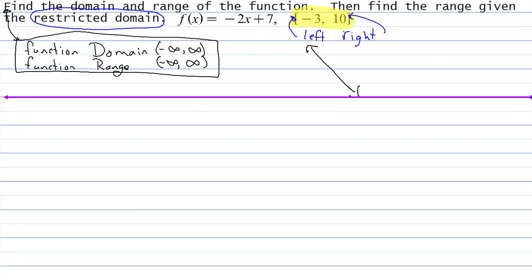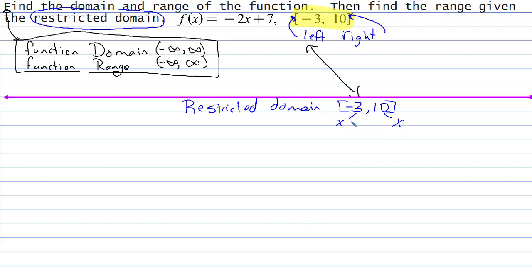Now, let's look at it when the domain is restricted. That means my domain is locked down to a certain area that it can only be. So in this case, it was -3 to +10. So this is an x value for my farthest left. This is another x value for my farthest right.